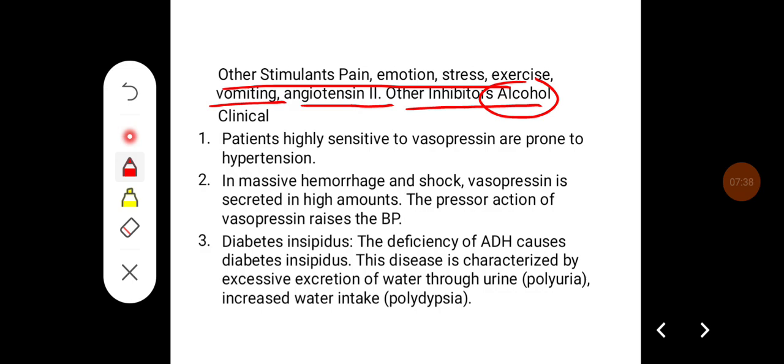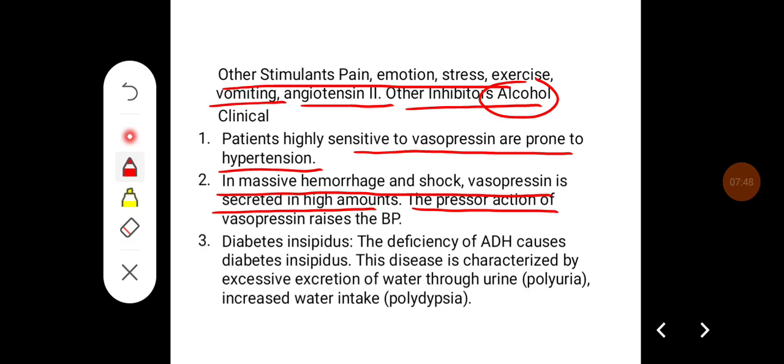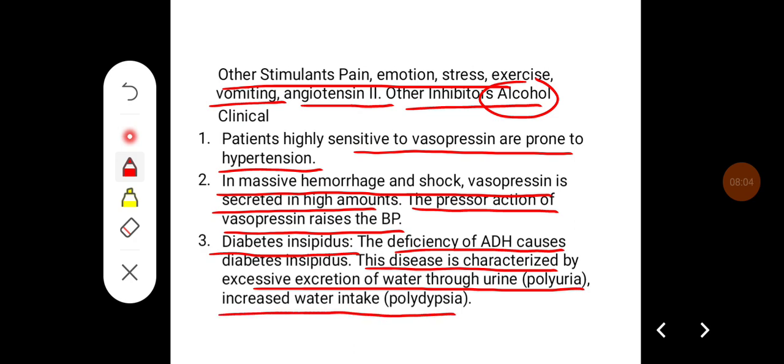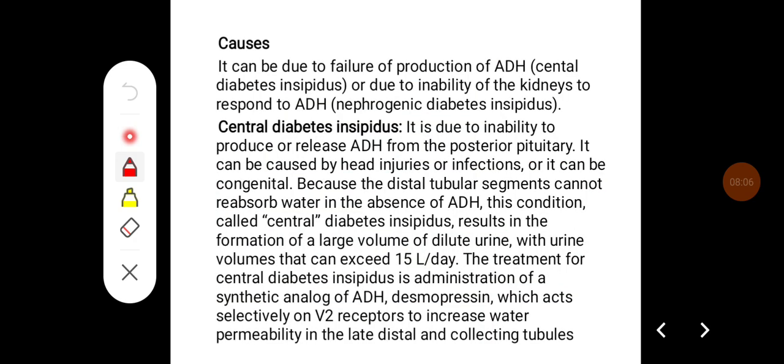Some of the clinical aspects: patients highly sensitive to vasopressin are prone to hypertension. In massive hemorrhage and shock, vasopressin is secreted in high amounts, and the pressor action of the vasopressin raises the blood pressure. Diabetes insipidus is the deficiency of ADH, and this disease is characterized by excessive excretion of water through the urine, that is polyuria, and increased water intake, that is polydipsia.